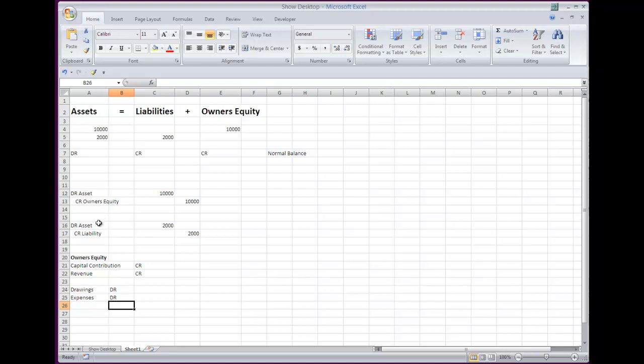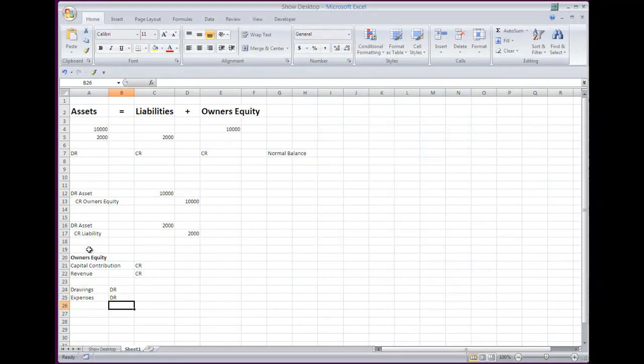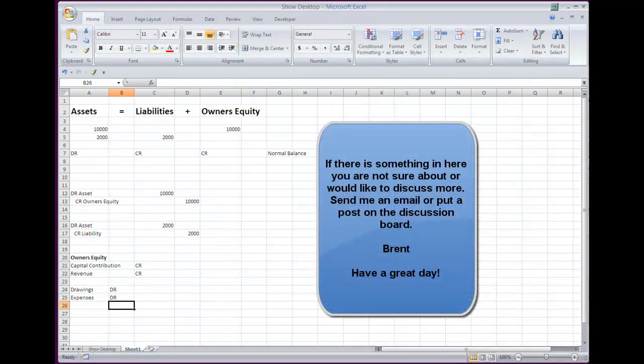Now you will find that later on and in practice that most journals in fact happen in special journals. Most transactions are brought to account in special journals. And the same rules will still apply, that the debits must be matched by a credit. That's a quick overview of where we should be up to.